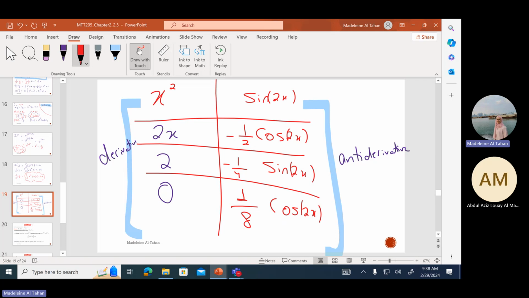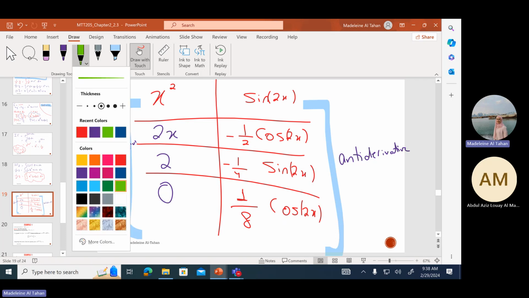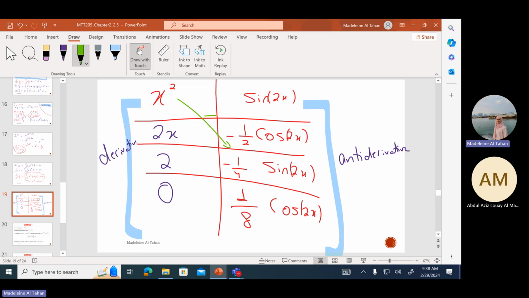Then what's the next step, miss? What do we have to do? Plus, minus, and what do we have here? Plus. Please write the answer now for the integral.